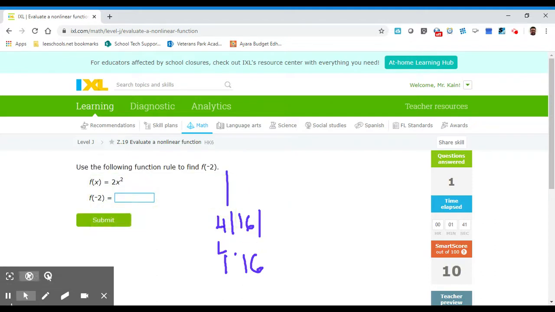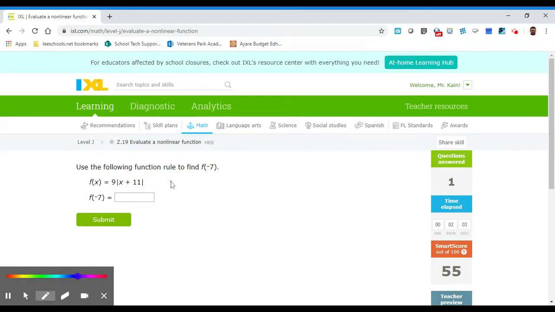Okay, let's jump up a level here. Okay, we're at 55 for our smart score. Let's go ahead and take a look at this one. So use the function rule to find f of negative 7. So in other words, what is the function when x is negative 7? So where we see an x, we're going to put a negative 7.